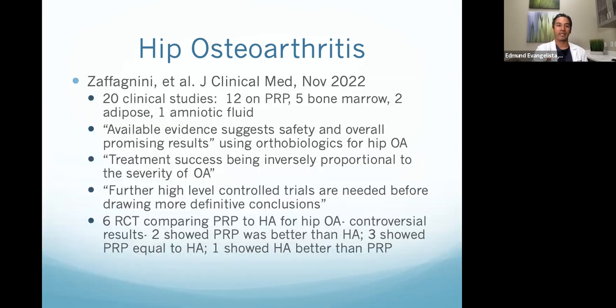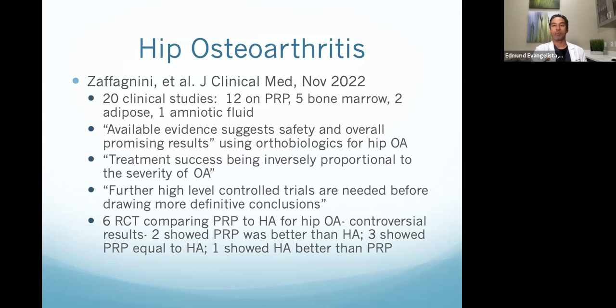So this review looked at 20 different clinical studies using orthobiologics. 12 of the studies were on PRP, 5 on bone marrow, 2 on fat, and 1 on amniotic fluid, which we can't use now because of the FDA guidelines. And their conclusion was that the available evidence suggests safety and overall promising results using orthobiologics for hip OA. They also concluded, based on reviewing all these studies, that the treatment success was inversely proportional to the severity of the OA. And we see that.